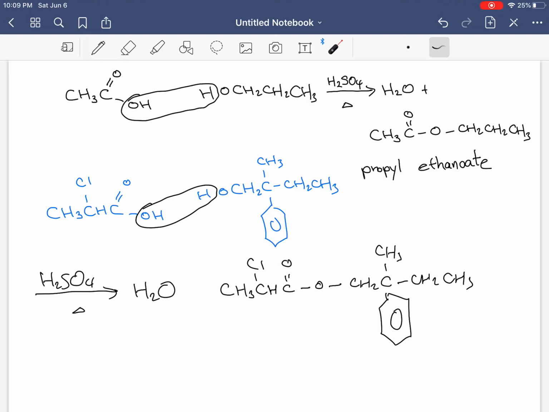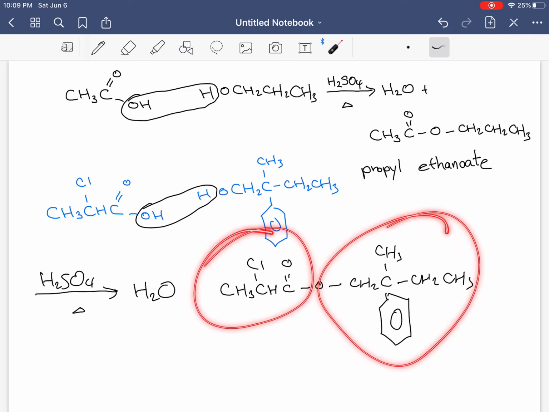You have to think, which part is the alcohol portion? The alcohol portion is always the portion where you look at the O, and you look at the two C's. The C that doesn't have the double bond O is the alcohol portion. The C that has the double bond O must be the acid portion. Hopefully you're able to see that because I will ask you questions about that.